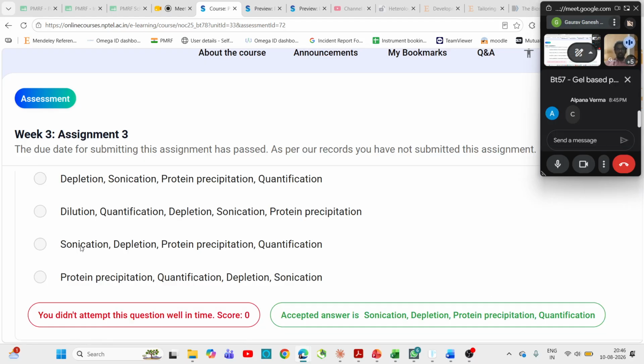Yeah. So first, you lyse the cell. All the proteins will be coming out. Whatever is the high-abundance protein, you will deplete or remove them first, then precipitate the protein and then quantify it.